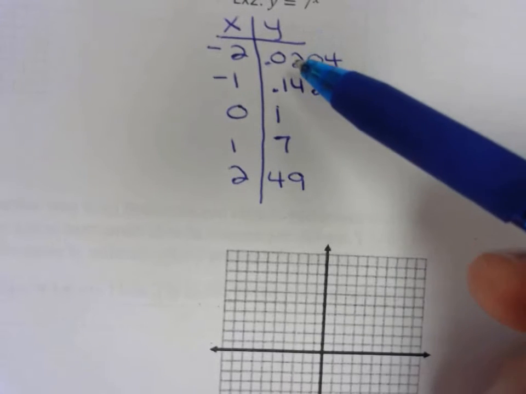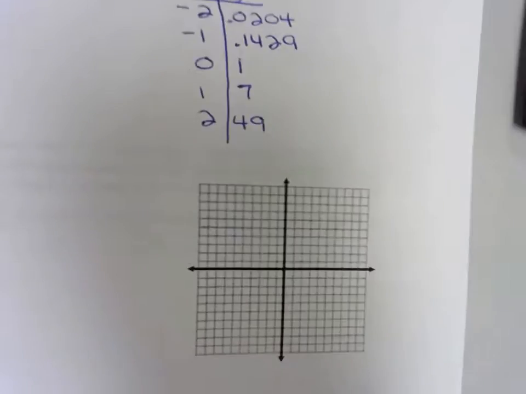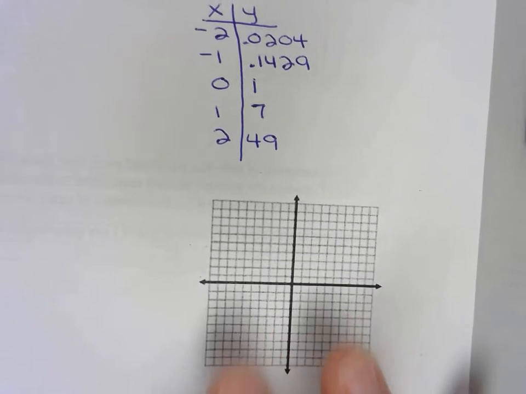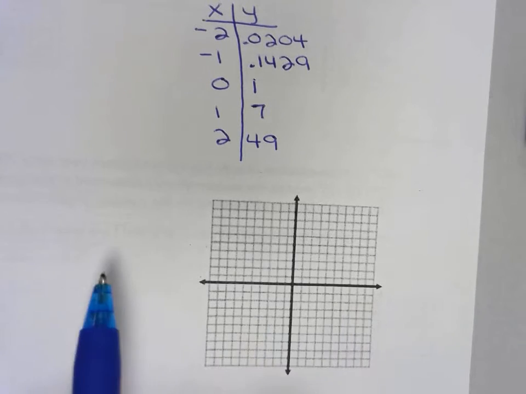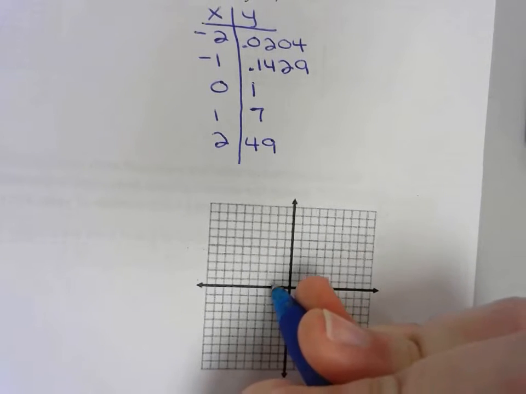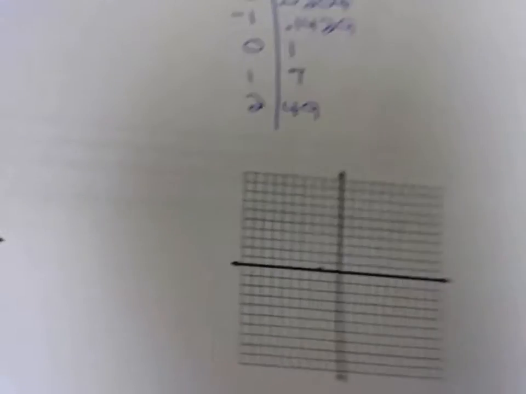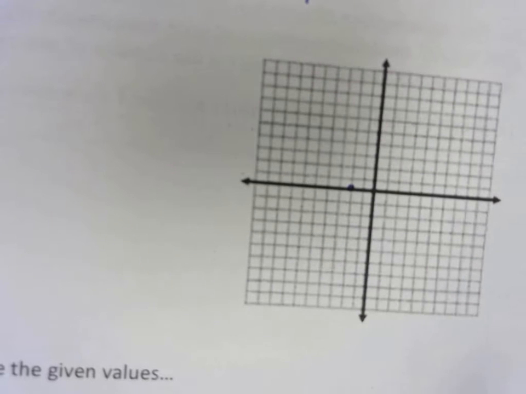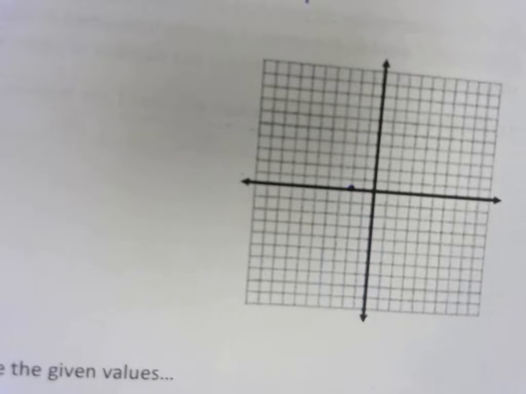Now you have 5 ordered pairs, so graph them on your chart. Your graph, you might have to get a little creative, and I'm not going to be super picky about the graph being perfect, but I should see that curve because it's an exponential function. So negative 2, 0.0204, which is going to be really, really close to 0. As I graph that here, you go left 2, and it's just a little bit over 0, because it's just barely over 0.